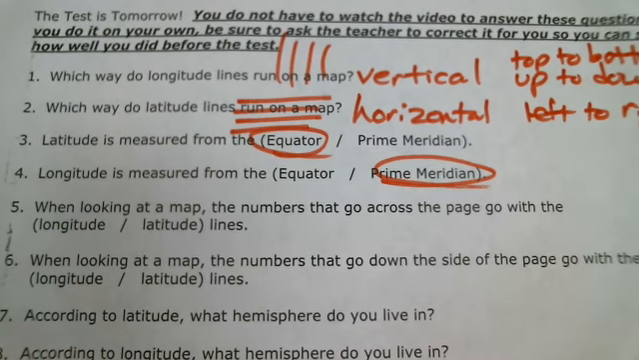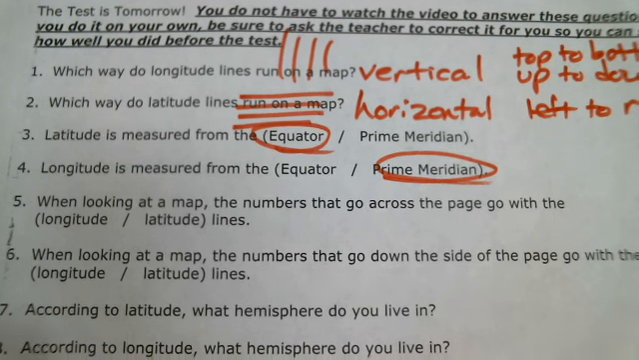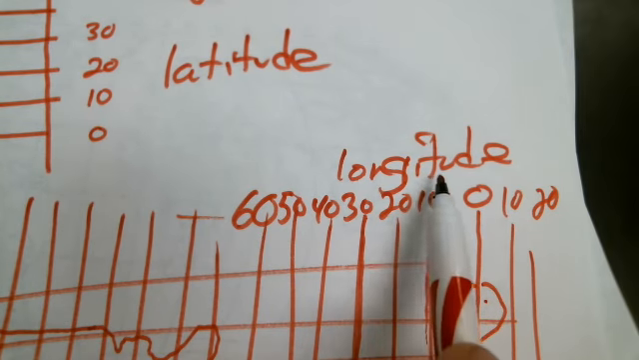Number 5, when looking at the map, the numbers that go across the page, that's what we mean by the numbers along the top. These are the lines of longitude.